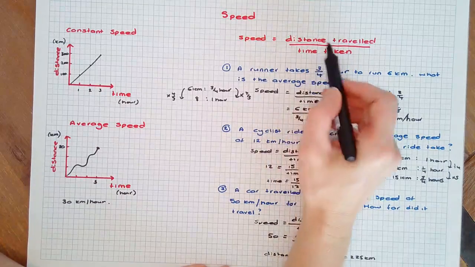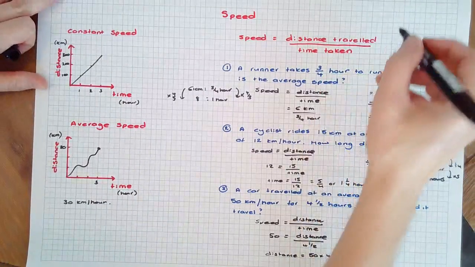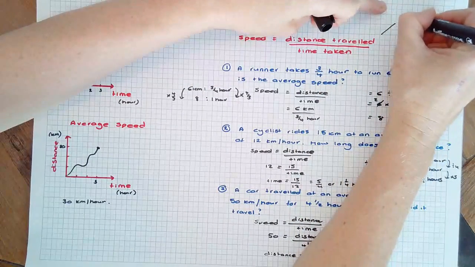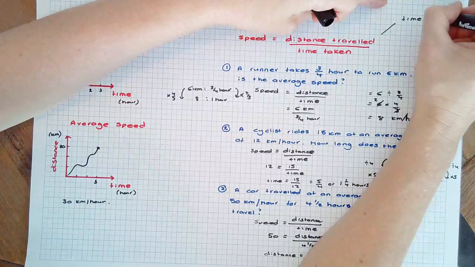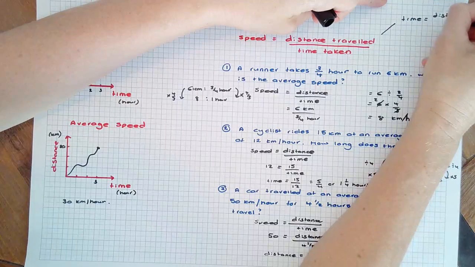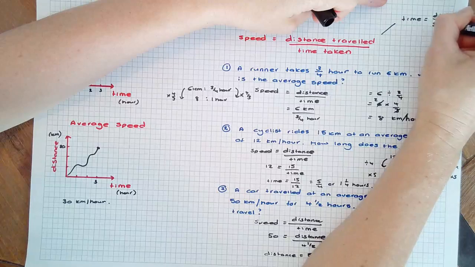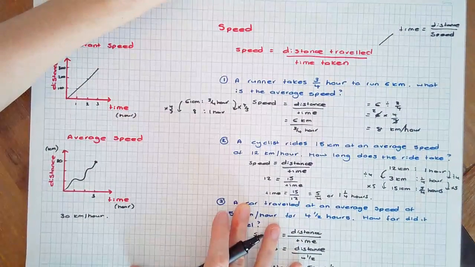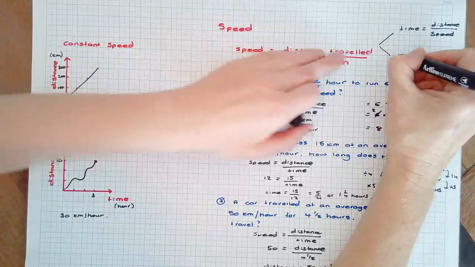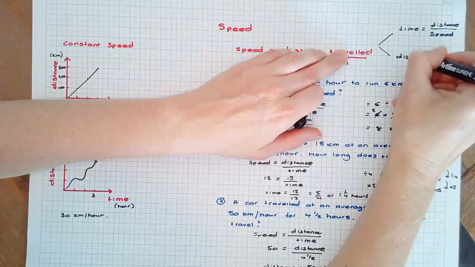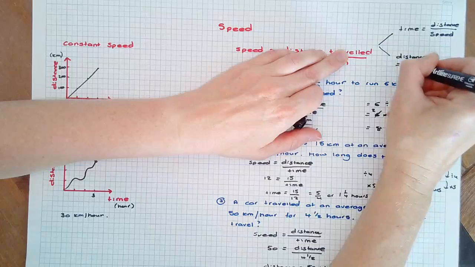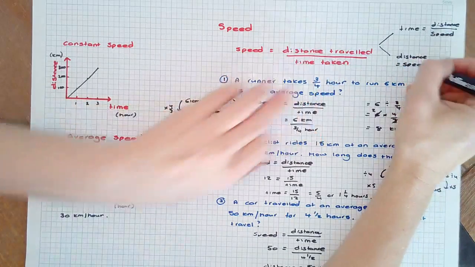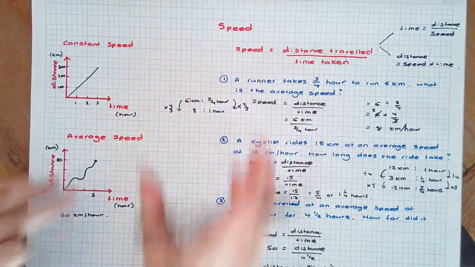So that was again rearranging this formula. So we can rewrite this as time equals distance divided by speed, or distance equals speed times time. That's just a rearrangement of our original formula.